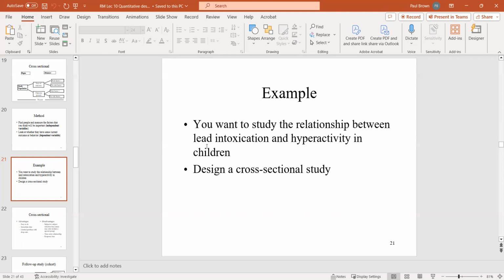As a cross-sectional, which means you're not going to start by finding kids who are hyperactive, or finding kids with lead poisoning. So how would you do this as a cross-sectional?